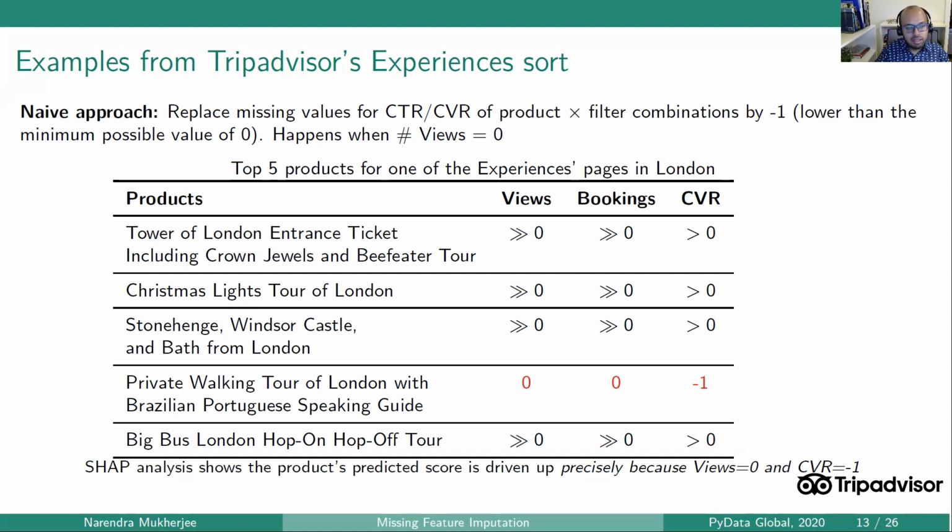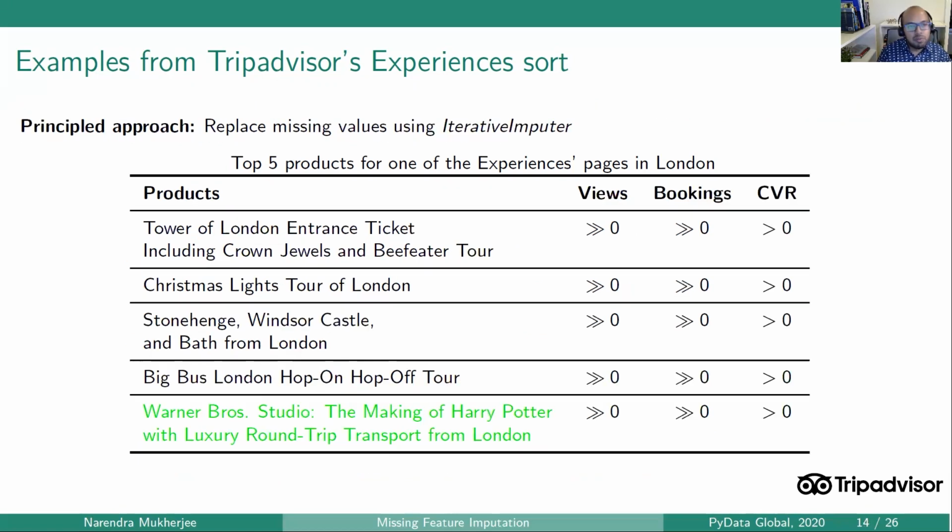This is unexpected behavior from the model, and initially we were concerned about the model itself before we realized the missing value issue. And when we replaced our naive approach with a more principled approach, where we impute missing values using the iterative imputer, we see that the 4 good products from the previous page, the Tower of London ticket, Christmas lights tour, the Stonehenge tour, and the hop on hop off tour, persist, but the private walking tour is now replaced by a different tour which has a high number of views and bookings and CVR as well. And so this is a much better sort that we get as a result of imputing missing values in a more principled manner.